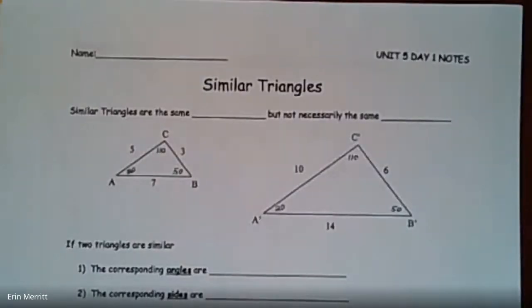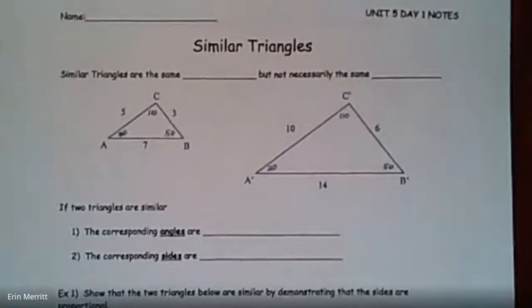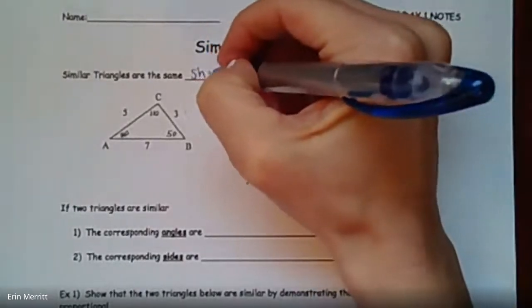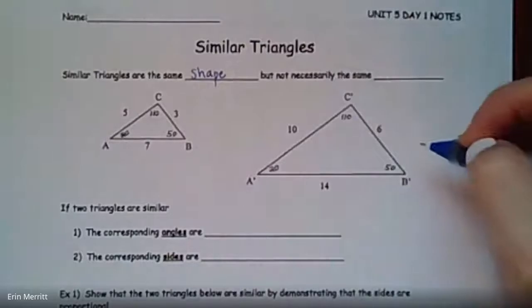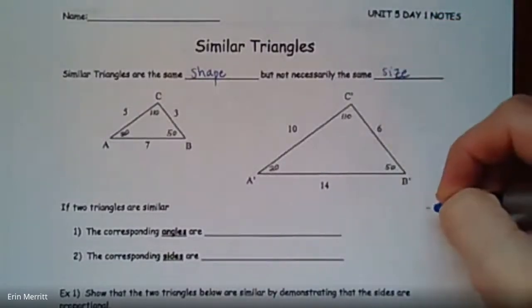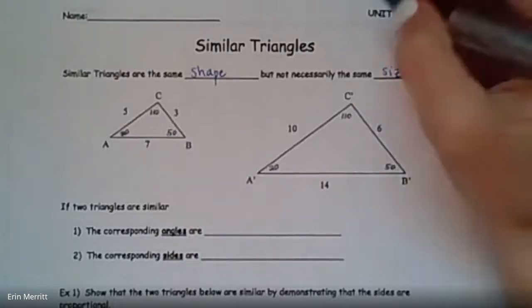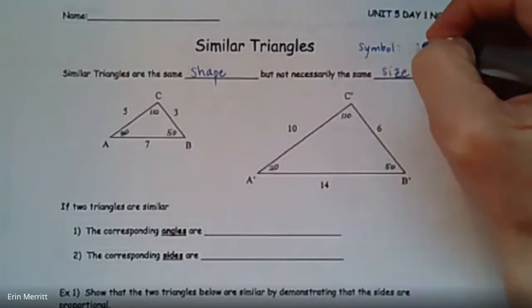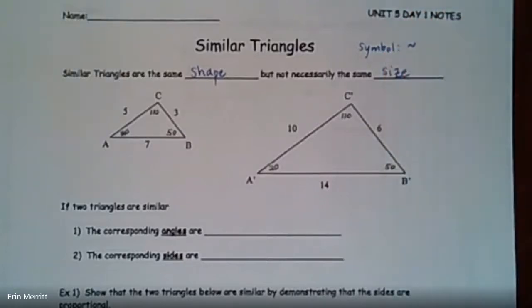So on the next page here, first thing to take note of is it says similar triangles are the same blank, but not necessarily the same blank. All right, well, we're talking about they are the same shape, but not necessarily the same size. And so when we state that triangles are similar, there's a symbol that goes with that. The symbol for similar is just that little squiggle, the top of the congruent symbol, basically.